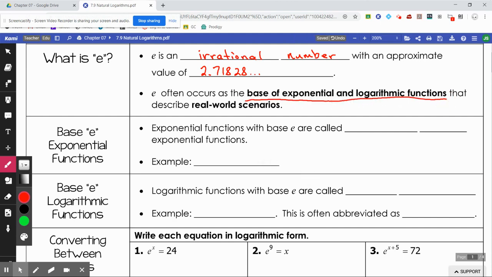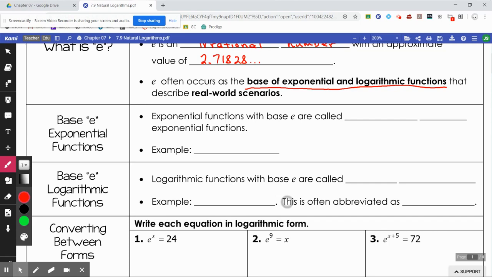E often occurs as the base of exponential and logarithmic functions that describe real-world scenarios, especially when you're dealing with some sort of exponential growth, whether it be the way our population is growing, or growth in a bank account, the way that our money grows when we place it in a bank. E gets involved in a lot of these situations.